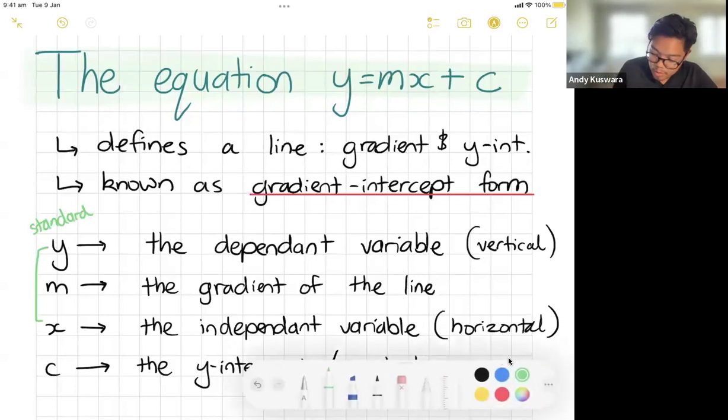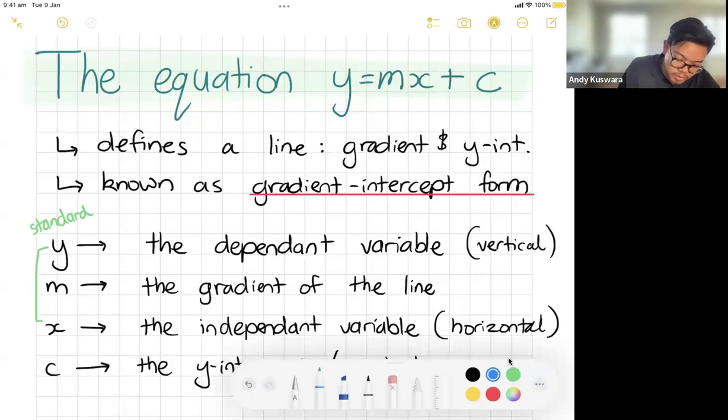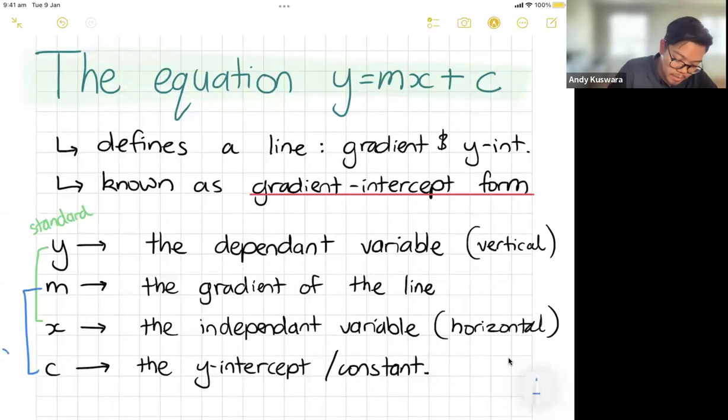What is slightly more meaningful are these ones here, m and c. These have a bit more meaning. Whereas every equation should have a y and an x, for your linear relationship, m is going to represent the gradient of the line, and c is going to represent the y-intercept. Sometimes we call it a constant. But essentially m and c are your important ones in this equation.